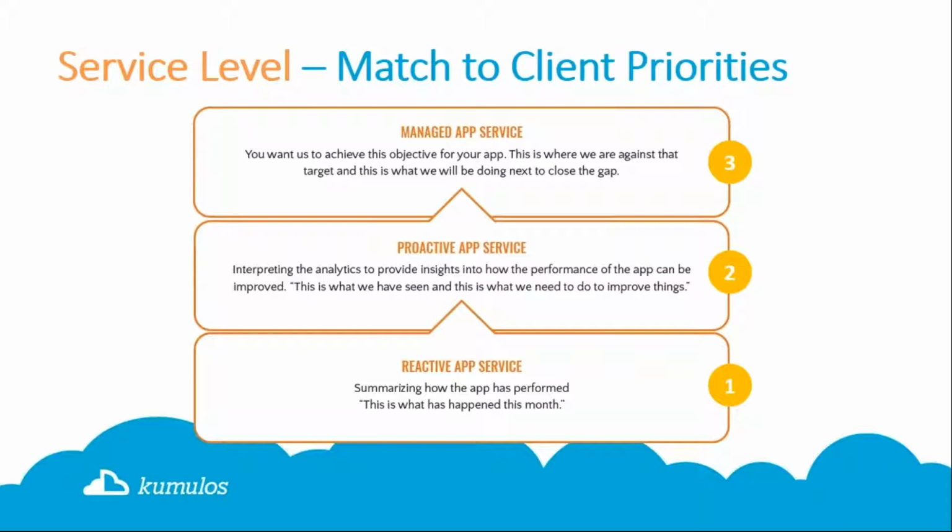Proactive app services just adds a little bit of value on top. So it says what has happened, but then advises what the app owner might want to do to improve the outcome of their app. And ultimately, the managed service, as we call here the level 3 service, is the fully outsourced managed service that effectively means that you're acting as an extension to your customer's business.